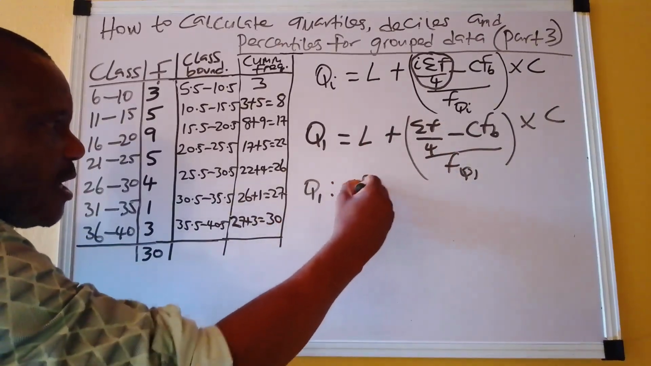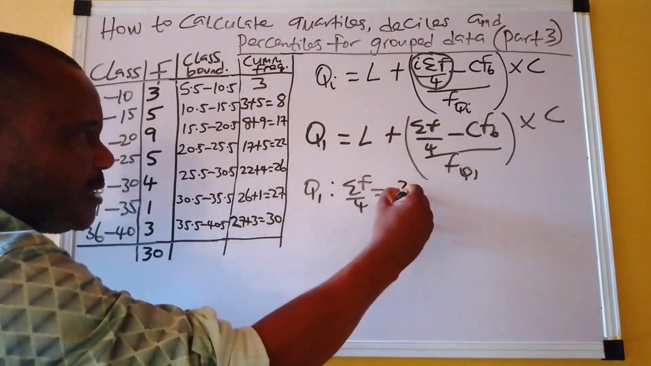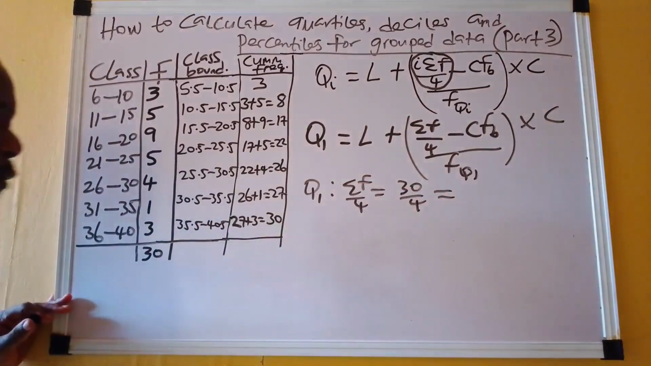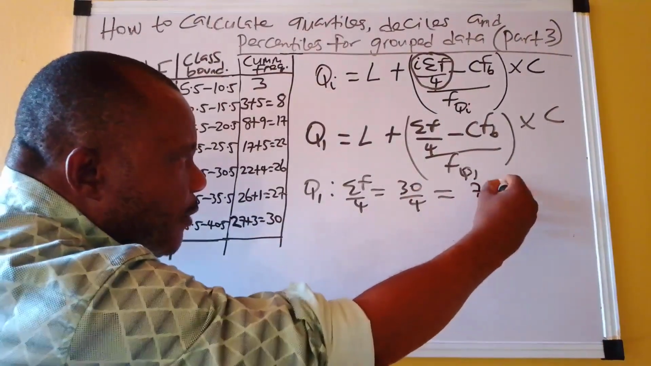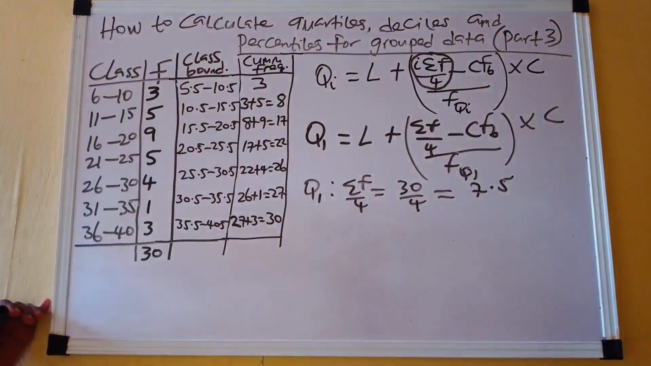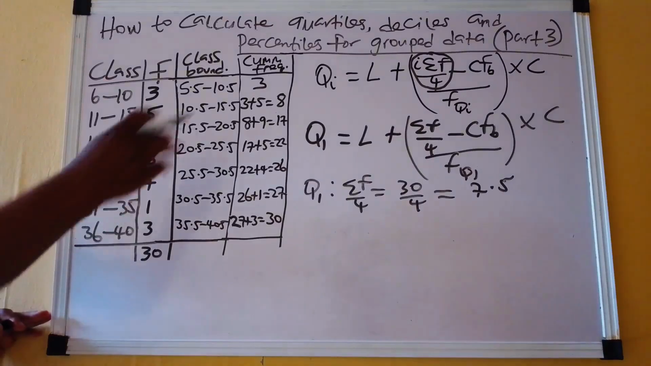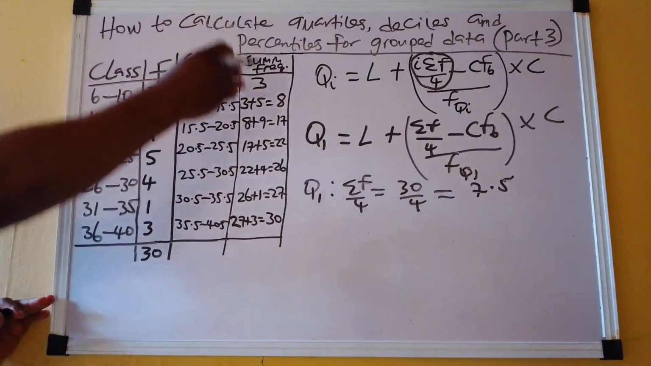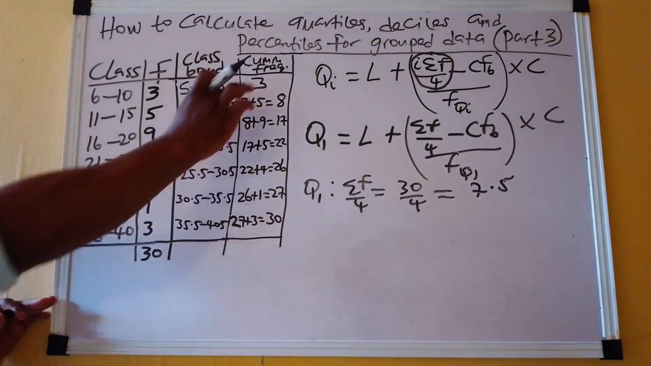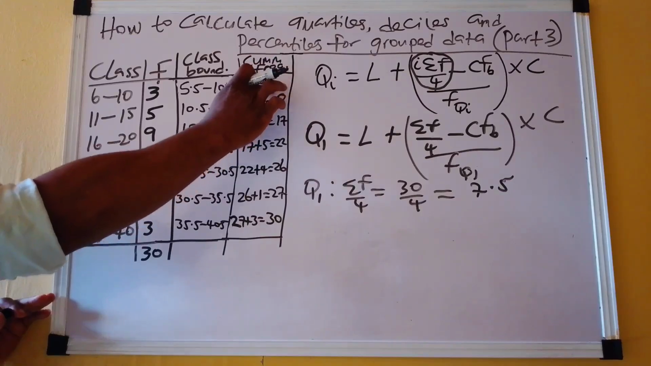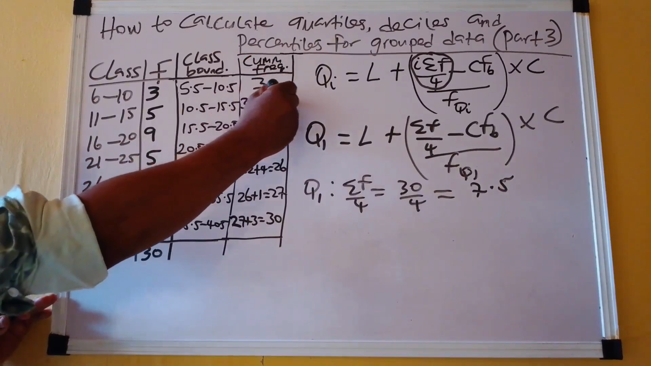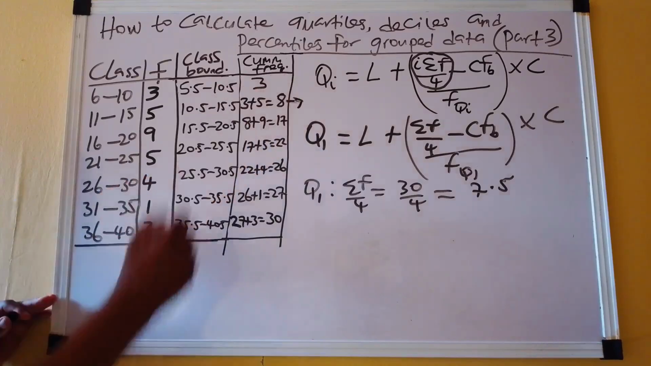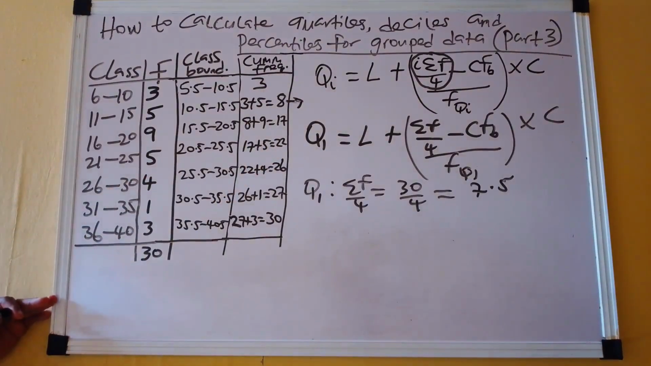Summation F over 4 is equal to 30 over 4, which will now be equal to 7.5. Now, where does 7.5 fall within the cumulative frequency column? You will see that here is from 0 to 3. Then once it is more than 3 to 8 is this class. So 7.5 falls here. So this class is our Q1 class. So everything we need for our Q1 will be here.